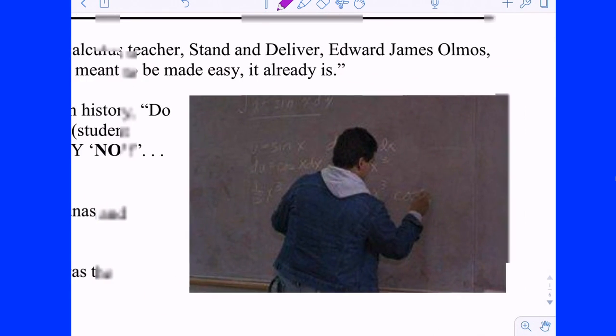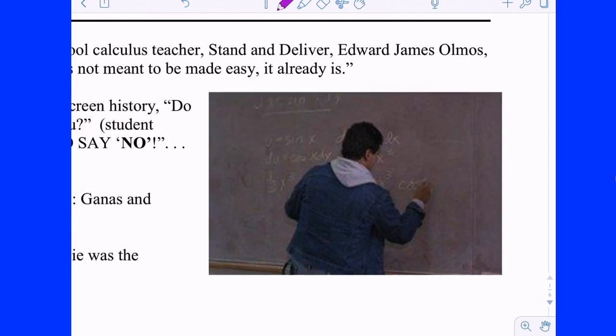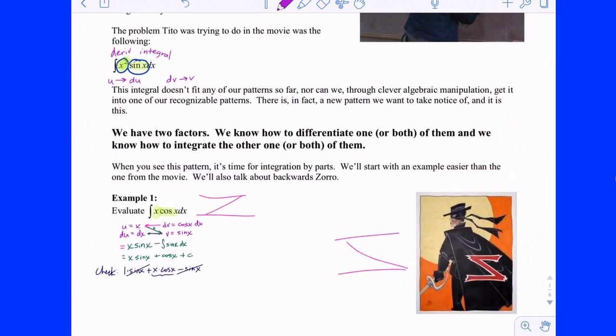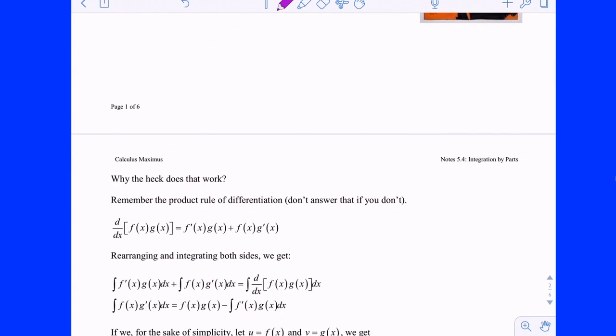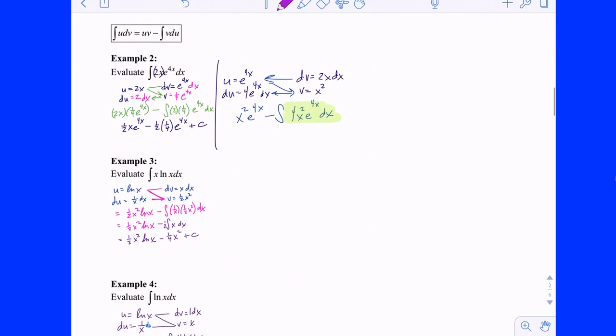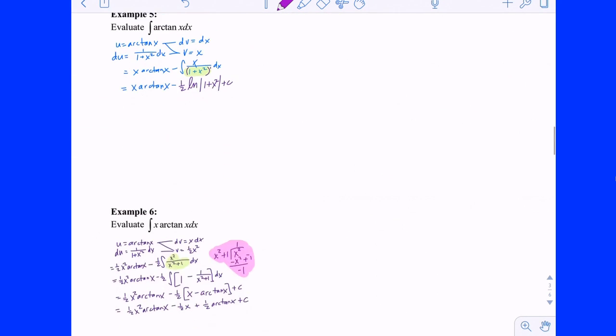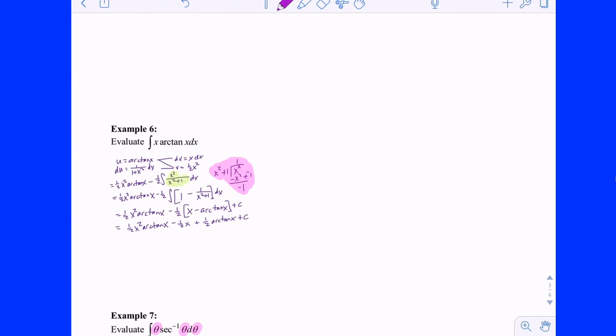And in the movie, Mr. Escalante didn't tell him, you have chosen the wrong u and dv. It was a much more powerful scene where he says, do you want me to do it for you? And Pancho said yes. But the correct thing, he was supposed to say no. Because if you have the ganas, if you have the desire, you don't want people to do it for you.